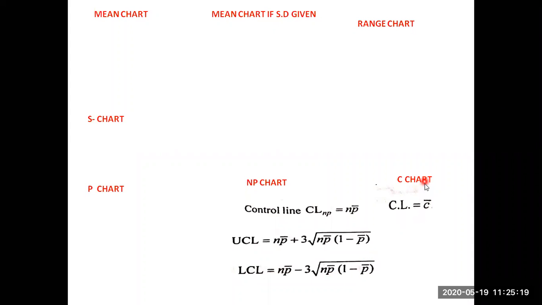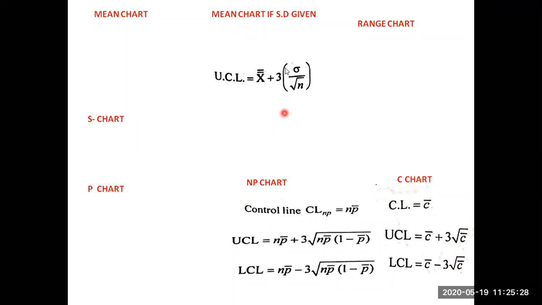Similarly, C chart formula is C bar. Upper control line is C bar plus 3 into root of C bar. Lower control line is minus here. Similarly, if the standard deviation is given, upper control line is X double bar plus 3 into sigma by root n. What is the control line formula? X double bar only. Okay.